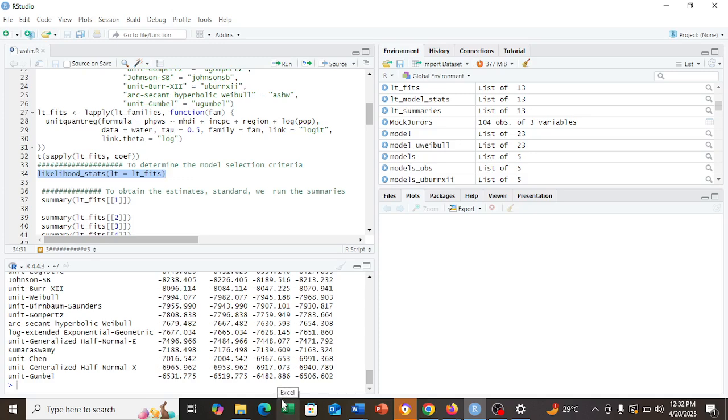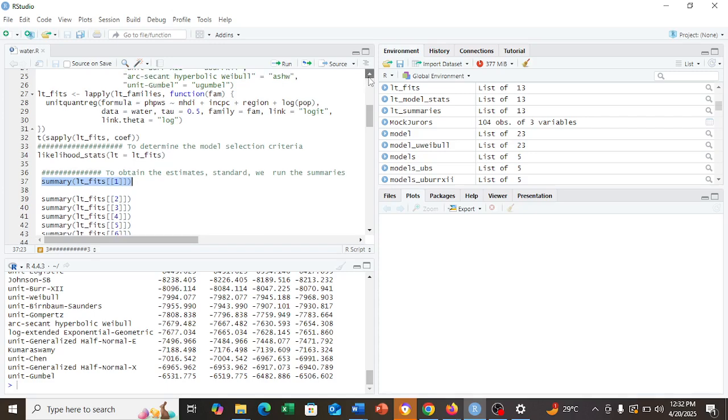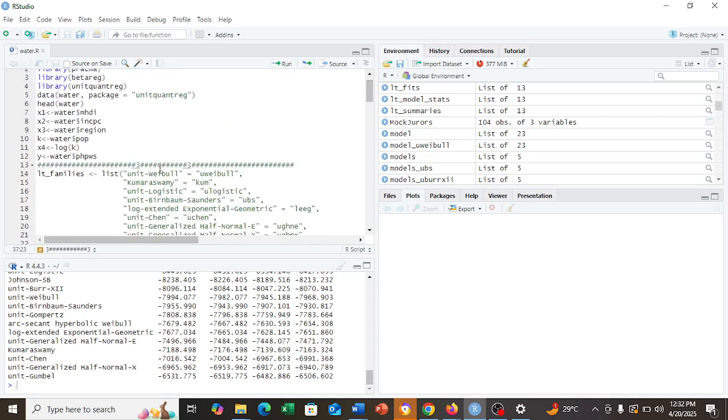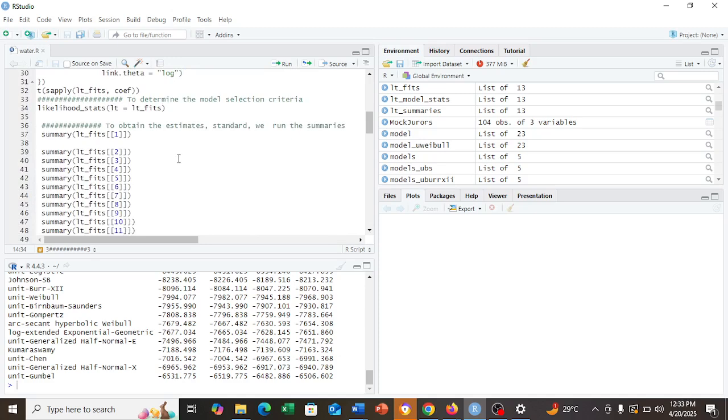Okay, very good. Now, if I want to get the estimate, standard error, p-values for each of my distributions, what happens? So I'll use the summary option. If I do this, I'm going to look for the first distribution, and you can see my first distribution here is the unit Weibull. So I'll get the summaries for the unit Weibull. I'll just run you by it.